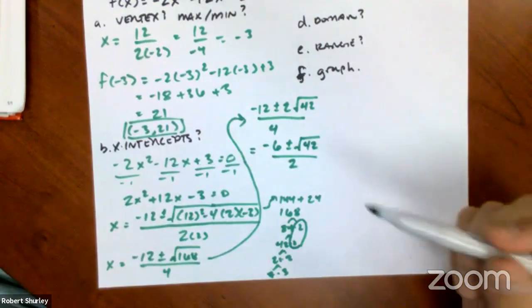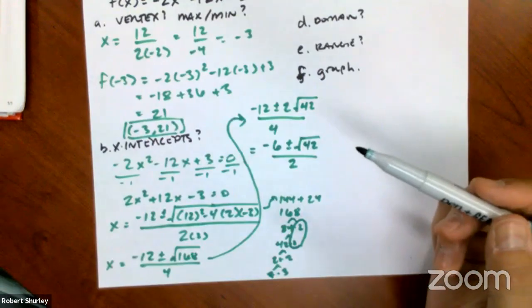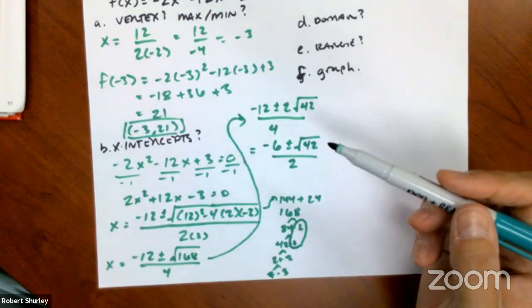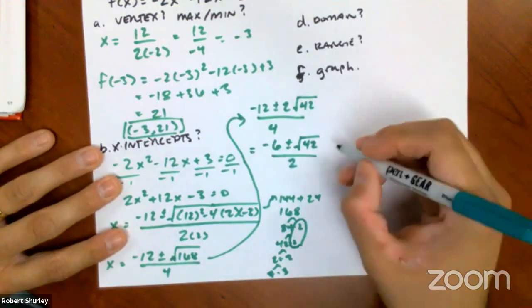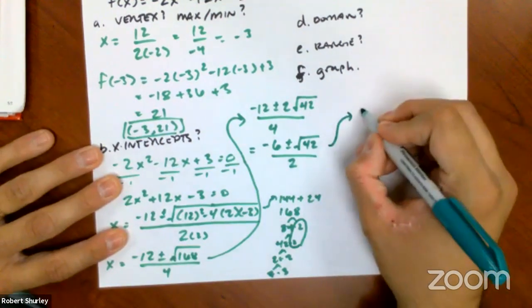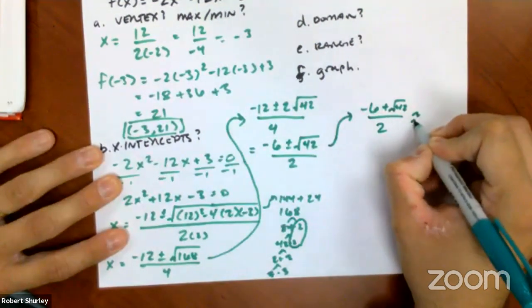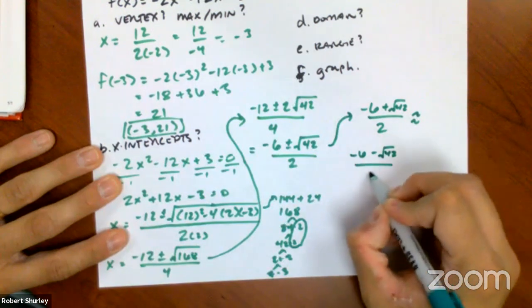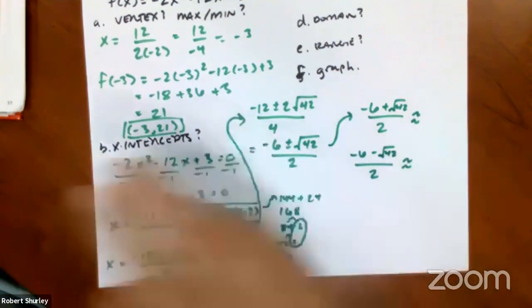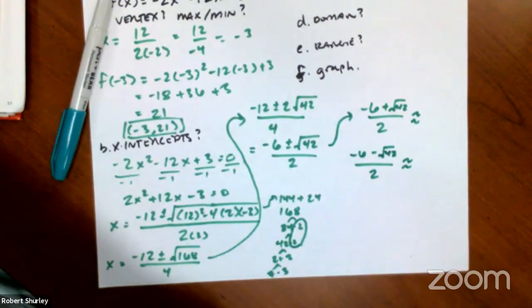Now the issue for us is I have no idea what this number is. It's 2 different numbers, right? I need to get an estimate so I can graph it. So I'm going to pop both of these in my calculator. I'm going to pop negative 6 plus the square root of 42 over 2 in and get an estimate, and negative 6 minus the square root of 42 over 2 to get another estimate. So clear. I'm going to put this into my calculator here.